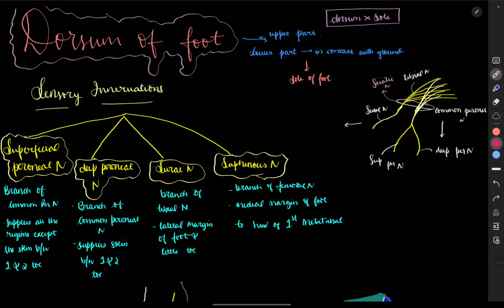Everyone, in the previous video we had studied the front of the leg. We saw the superficial fascia, the deep fascia, the vessels, the nerve supply, etc., the diagrams and other things, and we completed the chapter with the clinical anatomy. In this video we are going to start with the dorsum of foot.